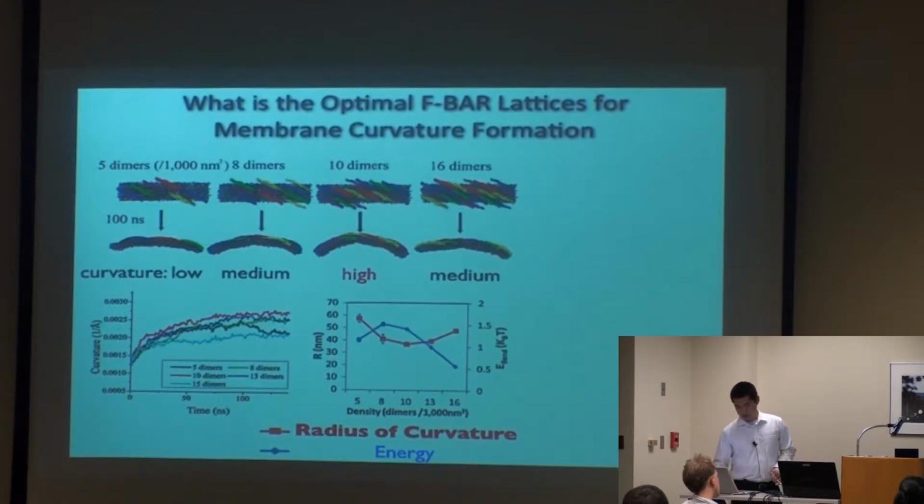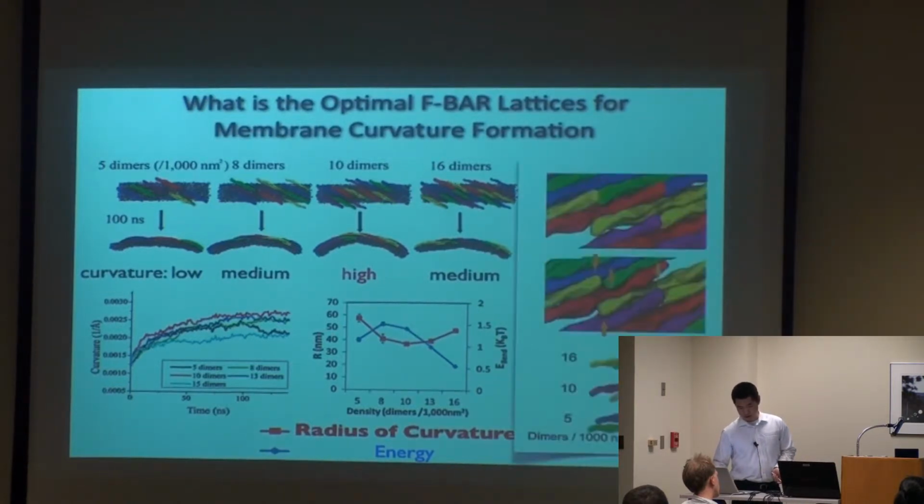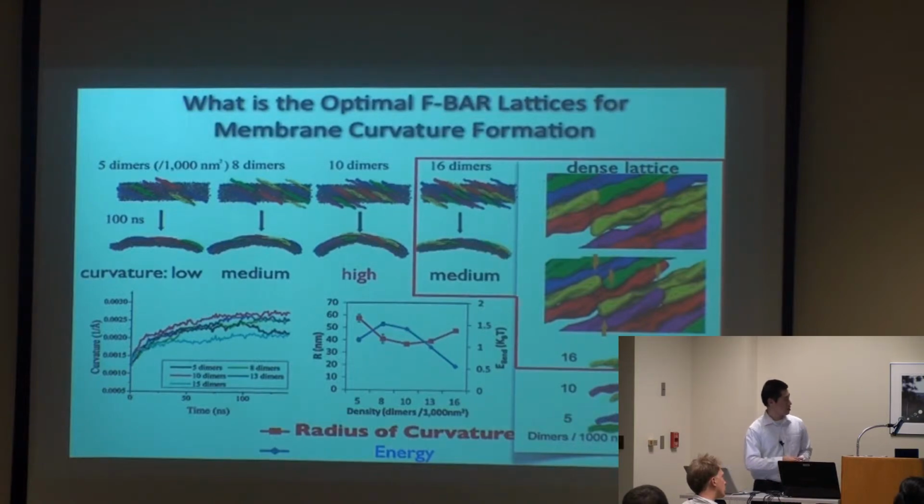Why is that? The reason can be seen from the dense lattice viewed from the membrane up towards the protein. Here is the initial lattice, and here is the lattice after the simulation. We can see that the concave surface of the F-bar domain is separated from the membrane by the tips of neighboring F-bar domains. This occlusion is a reason why a dense lattice is not an efficient membrane bender. We found that at a density of 8 to 13 F-bar domain diameters per 1000 nanometers squared, the highest curvature occurs.